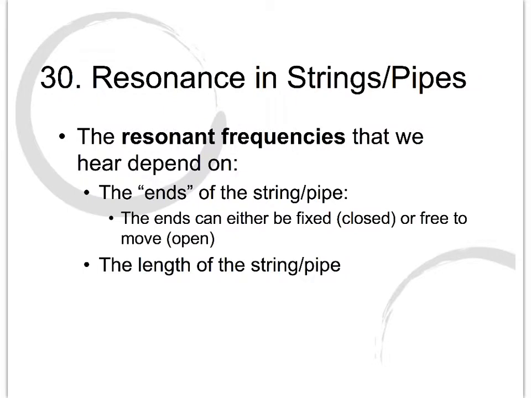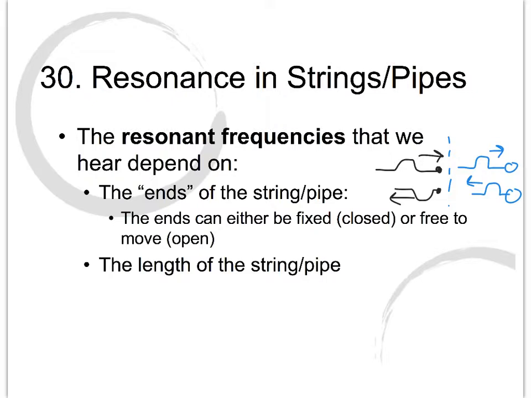So what ultimately affects the resonant frequency? There's really two things. The first thing is the ends of the string or pipe. We talked about how for a fixed end, when our wave comes in and hits a fixed end, when it reflects, it is flipped over and reflects back the other way. If we have a free to oscillate end, when our wave comes in, when it reflects off of the end, it will go back the same way, so it'll be on the same side. So that's one thing that affects what resonant frequencies we hear, the end behavior of our string or pipe.